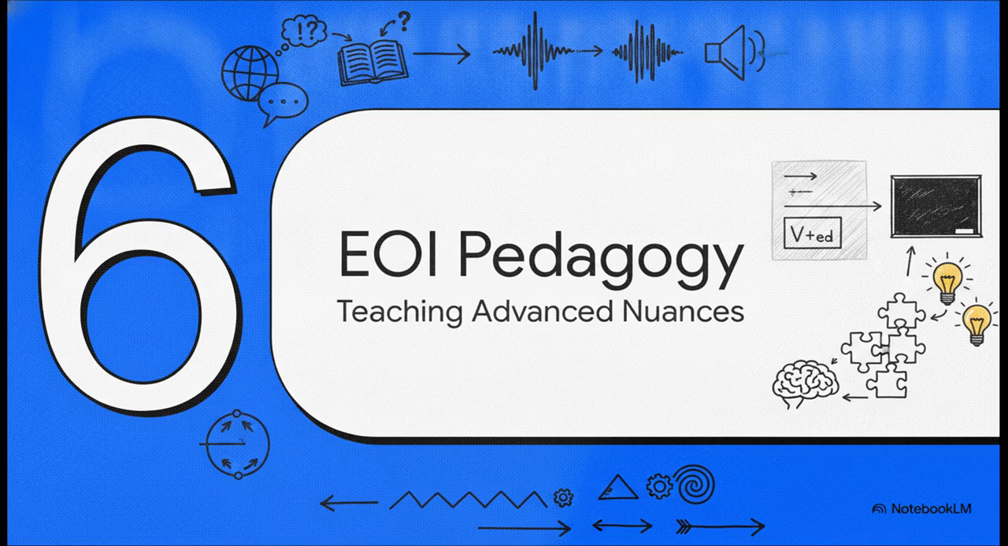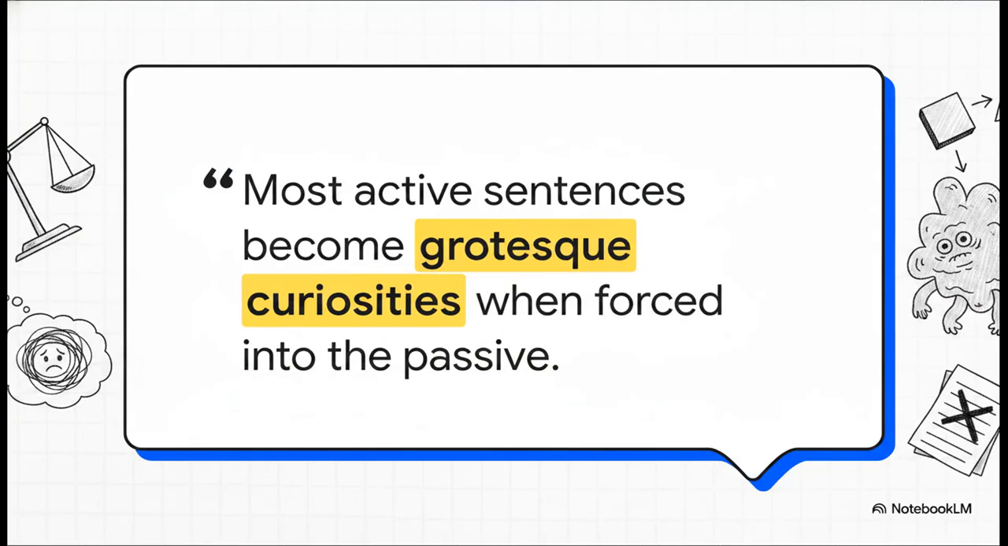So, bringing all this theory together, we arrive at Section 6, Pedagogical Implications and Teaching Advanced Nuances. How do we effectively take this high-level linguistic theory into the advanced English classroom? Well, as pedagogical experts Celce-Murcia and Larsen-Freeman strongly suggest, treating the passive as a mere mechanical math equation creates unnatural, grotesque curiosities. I mean, what a great phrase, right? If we just hand students a worksheet of active sentences and arbitrarily tell them to flip the subject and object, we're doing them a profound disservice. We end up generating English that no native speaker would ever actually use.